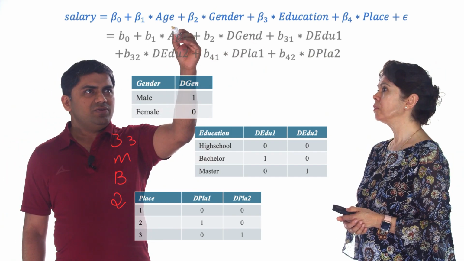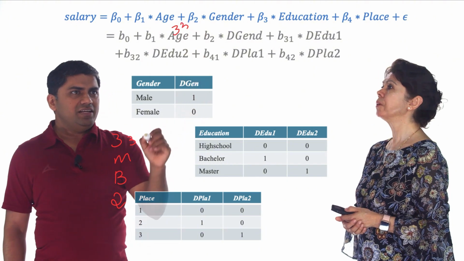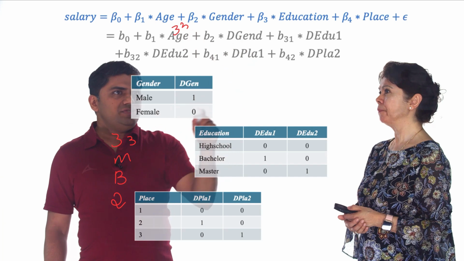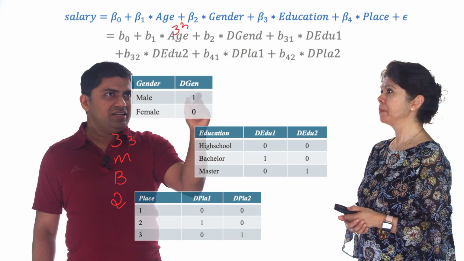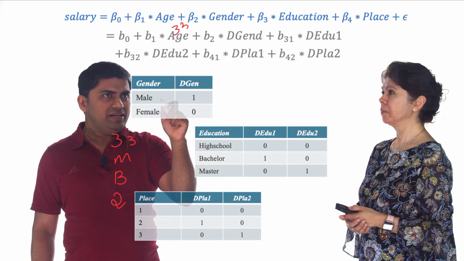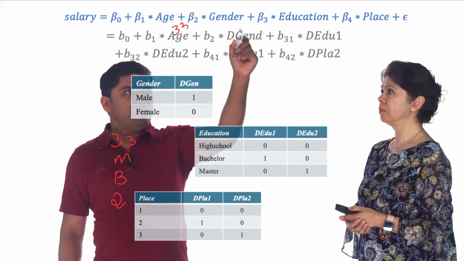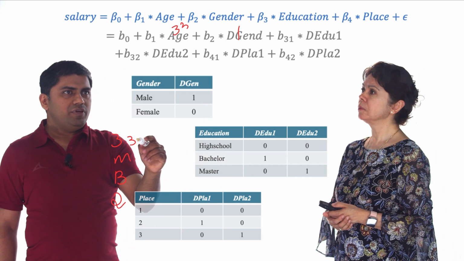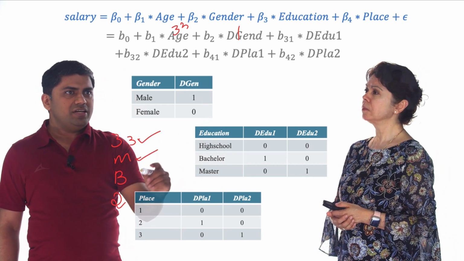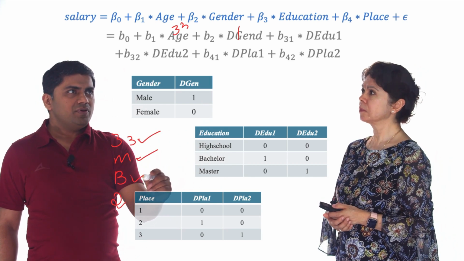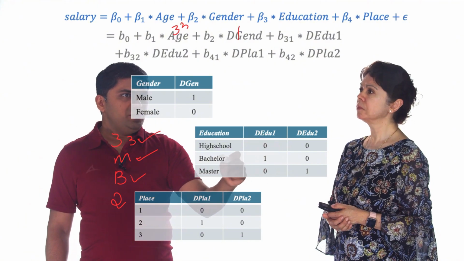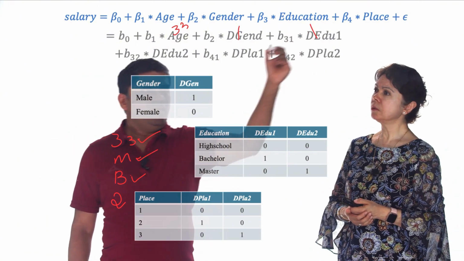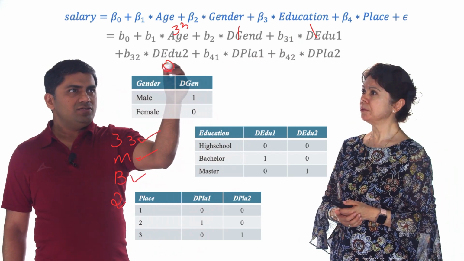Okay. So age, what you have to do? You have to replace this with 33. Great. Then it is male, so it's 1. You see, this dgen variable takes value when it is male. So we have to multiply this with 1. Again, now bachelor. So edu1 takes value when it is bachelor. So edu1 takes 1 and edu2 takes 0.